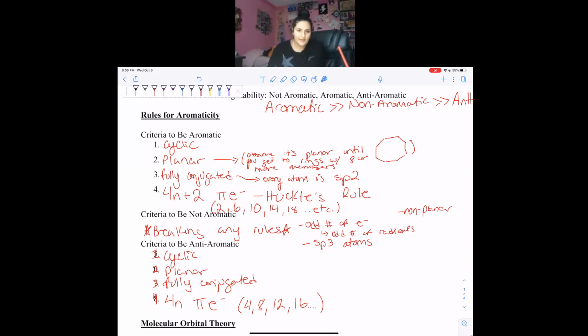And then non-aromatic is just breaking any of these rules. So if you have an odd number of electrons present, so like an odd number of radicals, or if you have any number besides either of these rules, it's going to be non-aromatic. If you have any sp3 atoms, automatically non-aromatic. If you have anything non-planar, automatically non-aromatic. So non-aromatic tends to be the easiest one because it's just breaking any rules, but it's also one that kind of slips through the cracks.